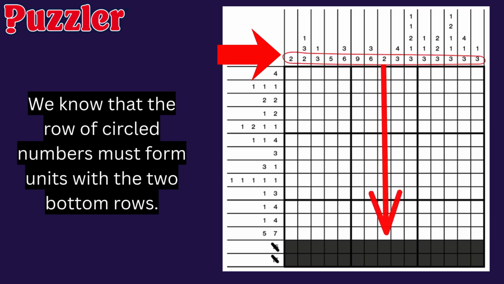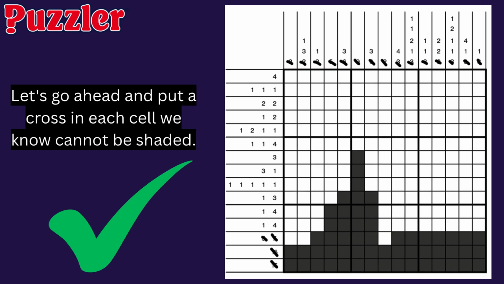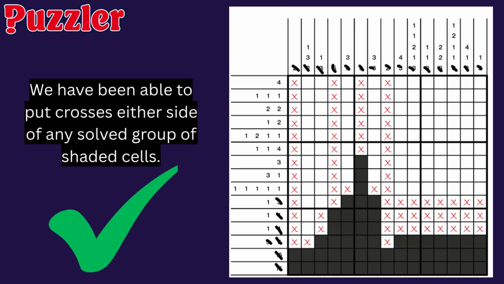Now, look at the hints in the columns. We know that the row of circled numbers must form units with the two bottom rows we have already filled in. So go ahead and shade in any missing cells for the bottom numbers of all the columns. At this stage, we have now filled in all possible shaded cells for several rows and columns. Let's go ahead and put a cross in each cell we know must be blank.